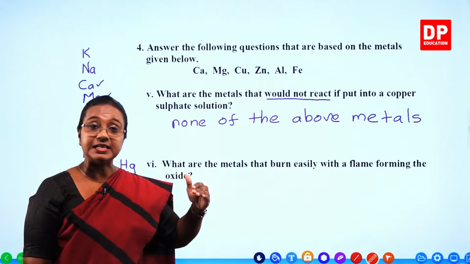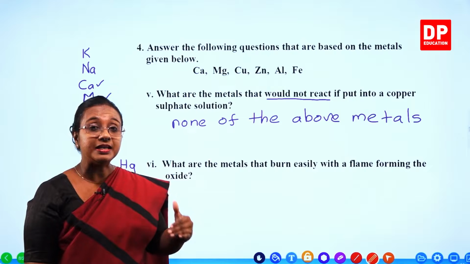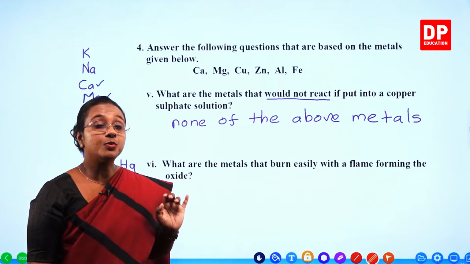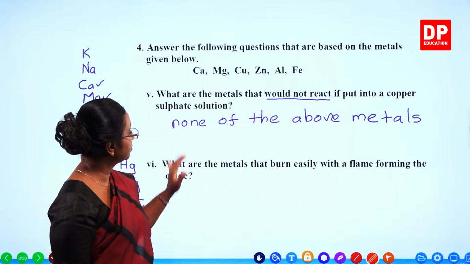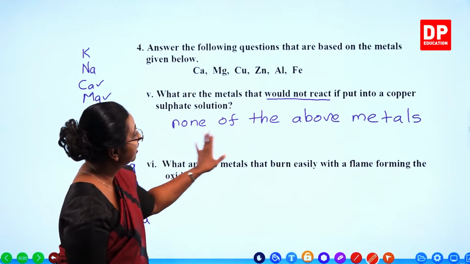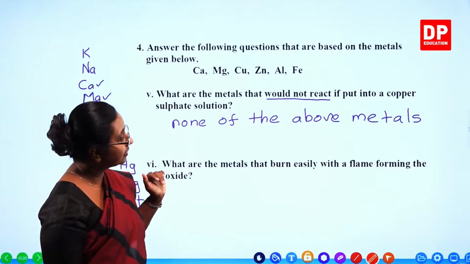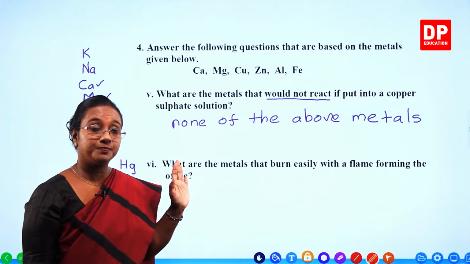Always the metal that is above in the activity series will displace the metal from its salt solution because it is more reactive. So all of them can displace iron. So according to the question, there are no metals given there that cannot react if put into a copper sulfate solution. Is that clear to you all?